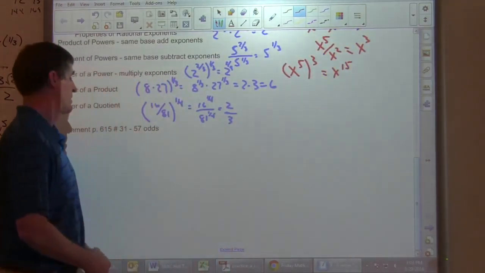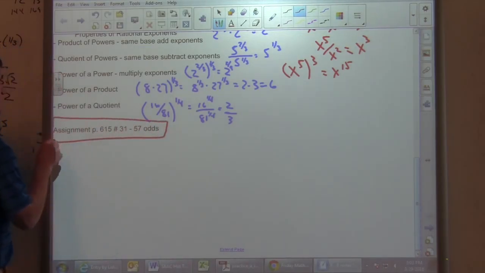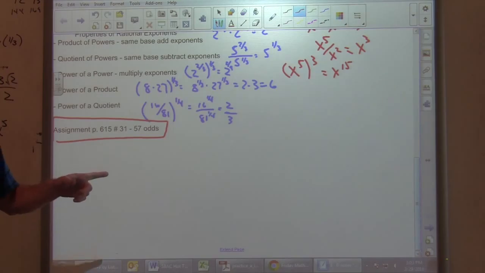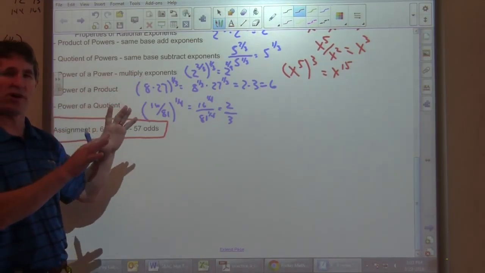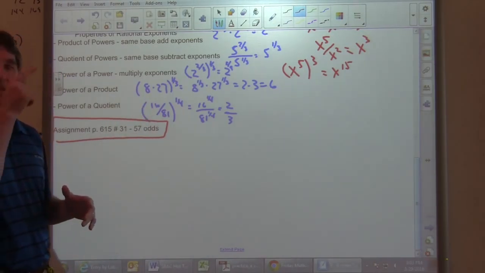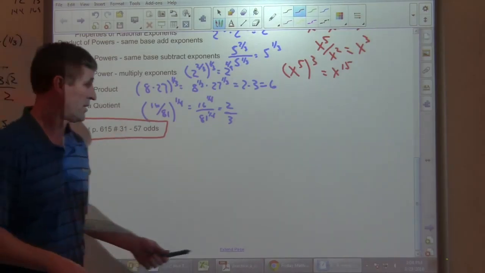Your assignment for today, page 615, numbers 31 to 57, the odds. Hopefully this helps you. Again, I would make that chart out or copy it down from before and use that because it makes it a little faster than having to do it on your calculator or to make a factor tree. So, good luck.